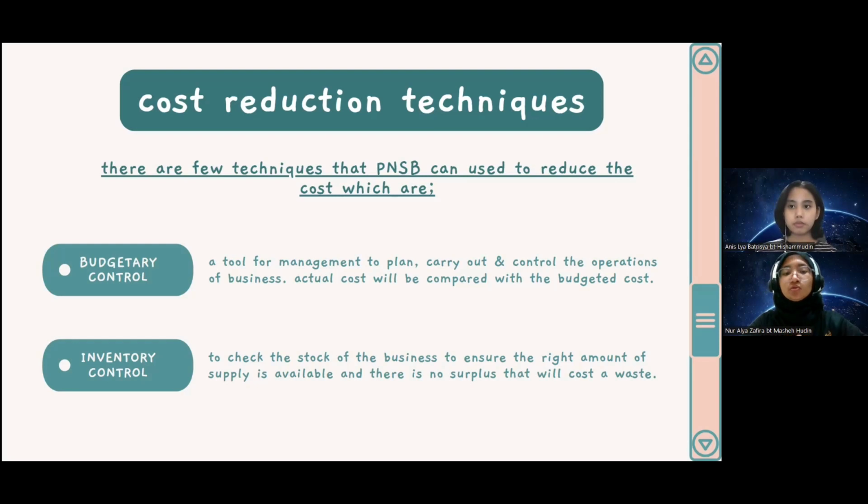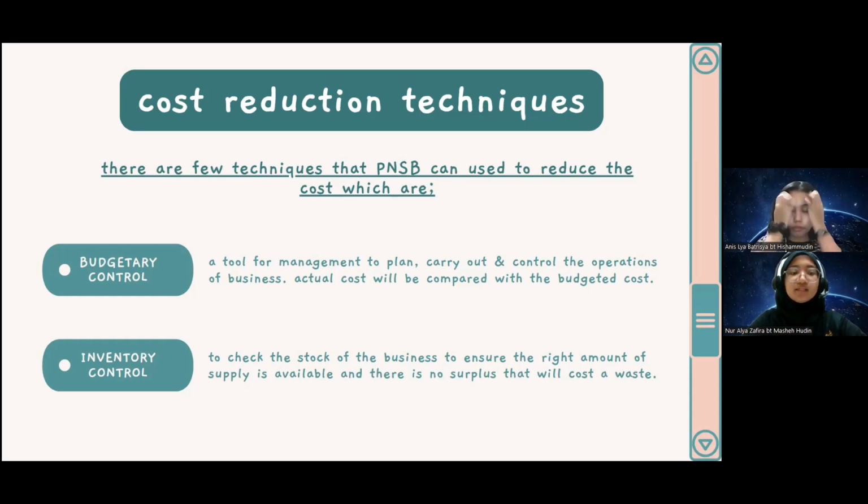Budgetary control is a tool for management to plan, carry out and control the operation of the business. The company can compare the actual cost and the budgeted cost. So when the actual cost has exceeded the budgeted cost that the company has made, the company should reduce the cost for the next production in order to achieve the budgeted cost.